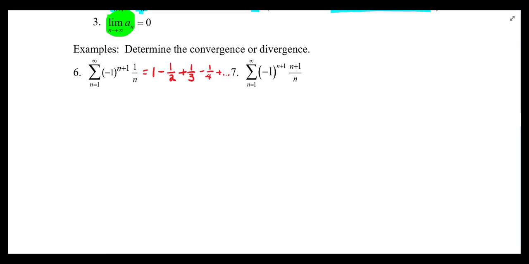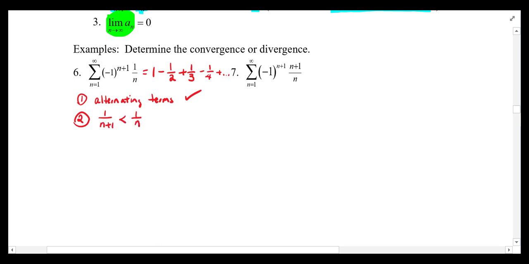So first of all, do I have the first one? Do I have the terms that are alternating? Alternating terms? Yeah, check. Number 2, are the terms decreasing? So if I look at the next term, the (n + 1) term, and I compare it to the current term, 1 over n, is it decreasing? Is it less? You bet. So this is decreasing.